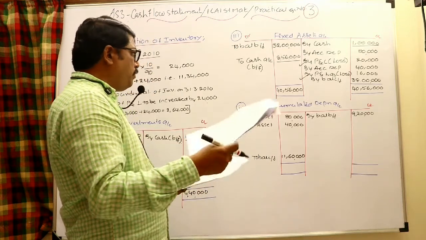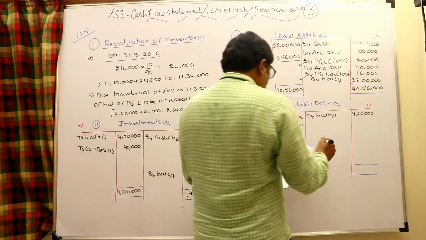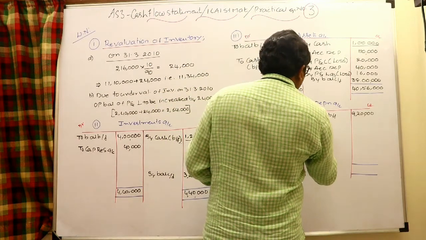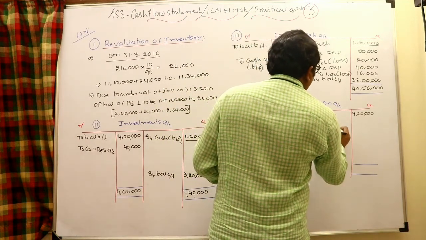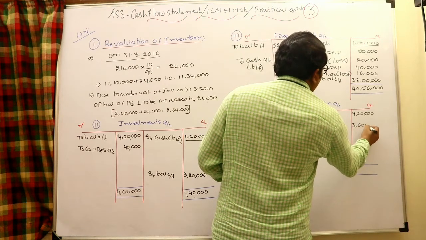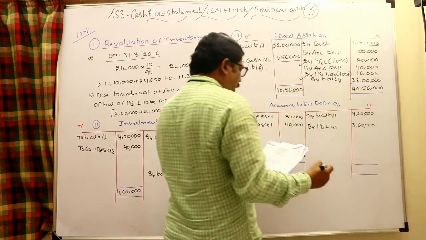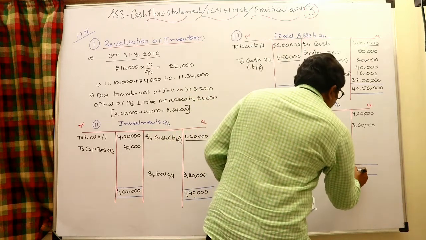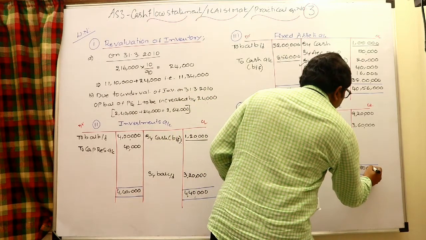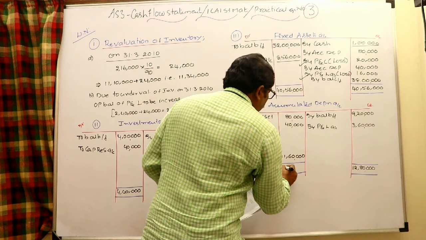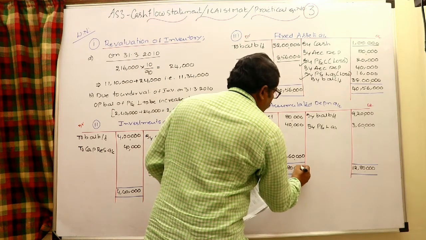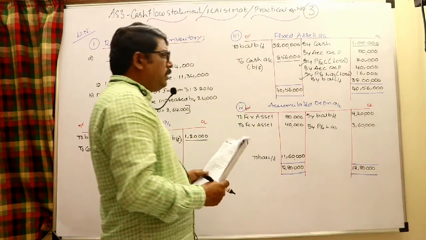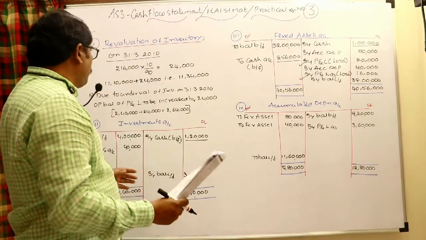So P&L to provision for depreciation. In the provision for depreciation by P&L, which is for the current year, this is 3,60,000 given. Everything is given. Just tally both the sides. That's all. 12,80,000. That's all. This is the simple way to prepare all these accounts.